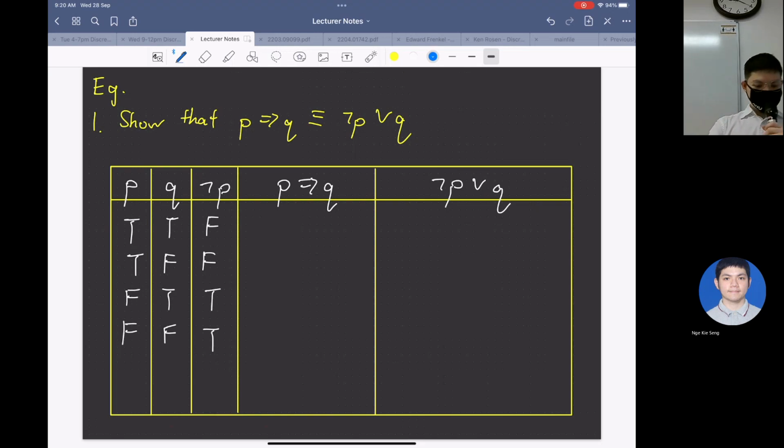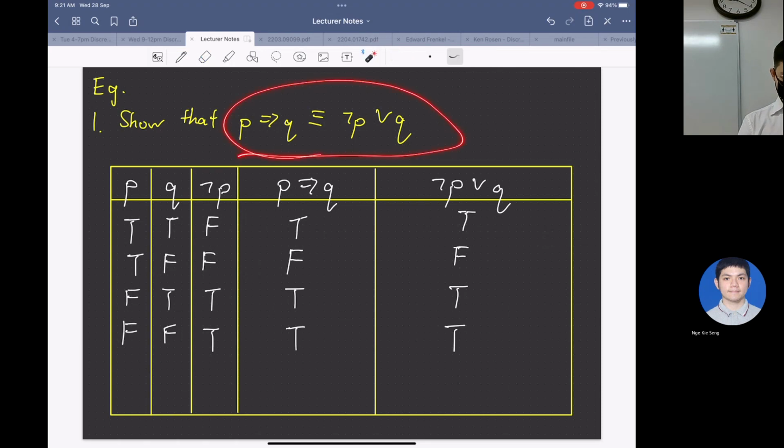Next. Show that P implies Q is equivalent to not P or Q. I already put some table up. So anyone can tell me what P implies Q is? True? False? True? True. Okay. How about this? True? False? True? Okay. So we want to show these two are logically equivalent, then we work out the truth table and see that they have the same truth value.